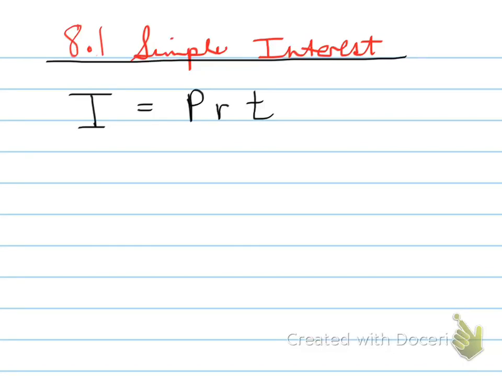8.1 Simple Interest. If you look at this formula, I equals PRT, this is a formula that represents simple interest. I call it the I-PRT formula. The I-PRT formula has very important features, and in this unit we're going to be looking at financial equations, business equations that are used in business and in banking to be able to have interest values, and also when you have mortgages and loans.